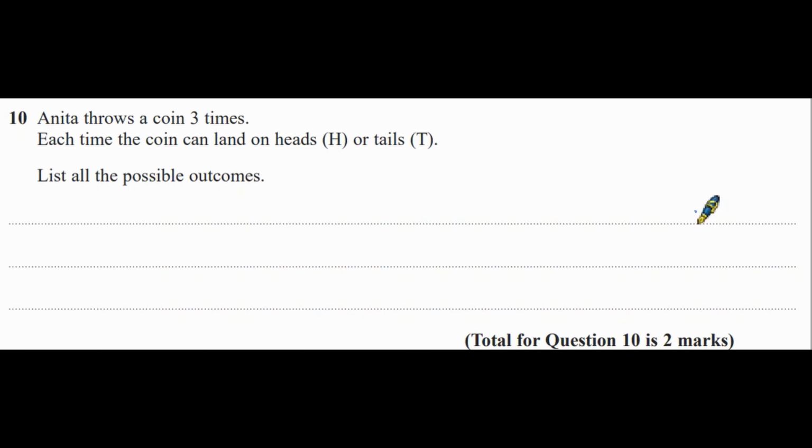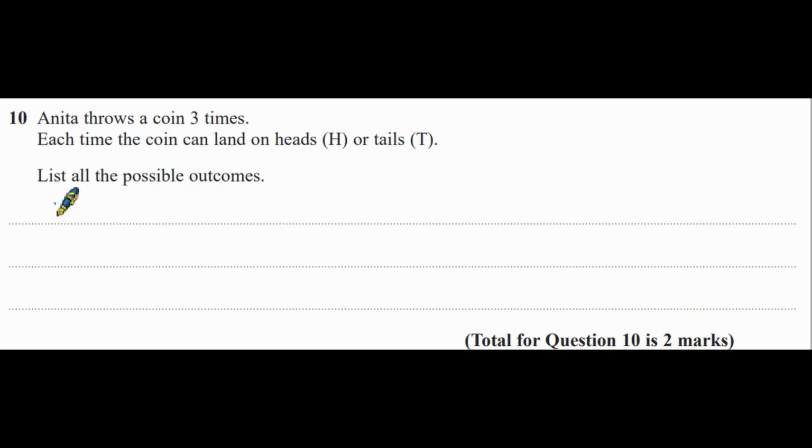Question 10. Anita throws a coin 3 times. Each time the coin can land on heads or tails. Okay, list all the possible outcomes. So she's throwing this coin 3 times. Let's sort of do this as logical as possible.